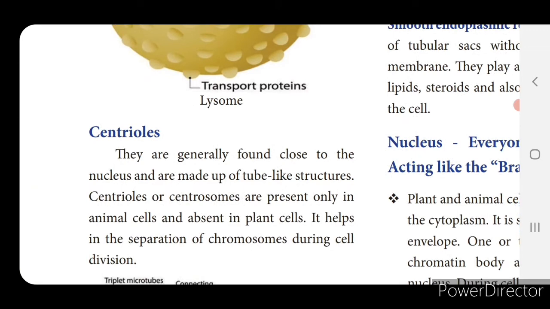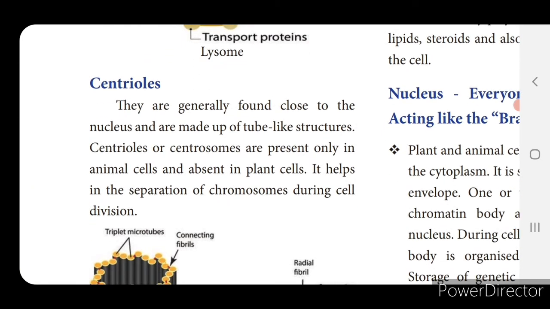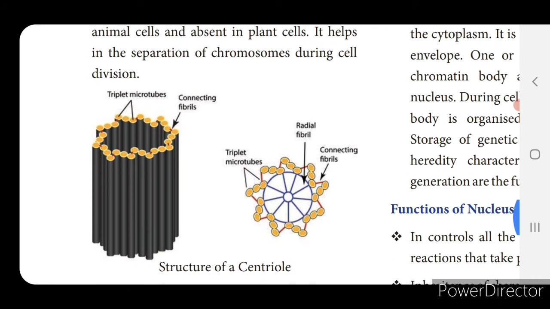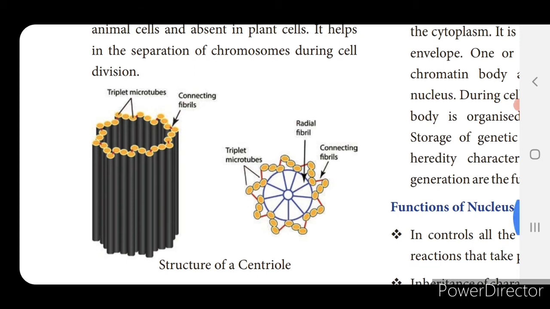Okay children, the next one, centrioles. They are generally found close to the nucleus and are made up of tube-like structures. Centrioles or centrosomes are present only in the animal cell. They will be absent in the plant cell. The main function of centriole is that it helps in the separation of chromosomes during cell division.